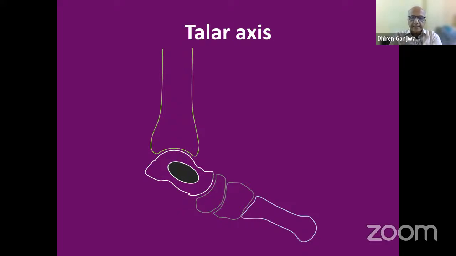For the talus axis, we know that the talus is not ossified completely at a young age. So there is a small ossified portion, and we draw the dorsal and the plantar surface, and the midpoint of that is taken as the talar axis, again shown in this figure.